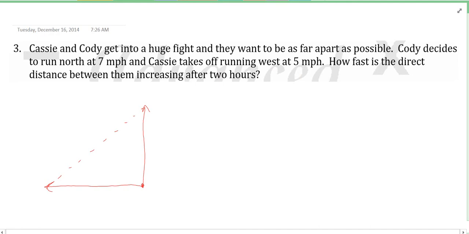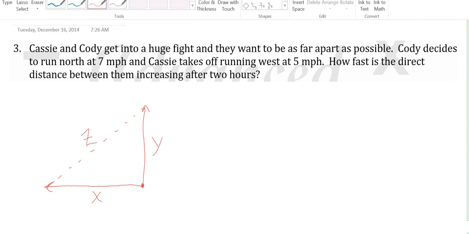So we have Cody running north, which I'm going to call Y. We have Cassie running west. I don't know why. And then we have the distance between them, which I like to call Z. You use whatever variables you like. Okay? Let's go ahead and choose a thicker.